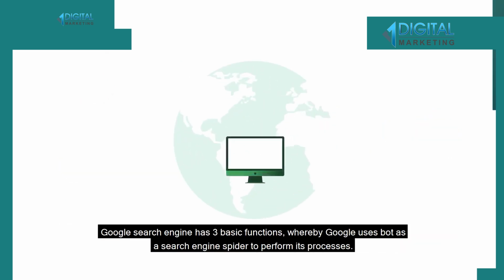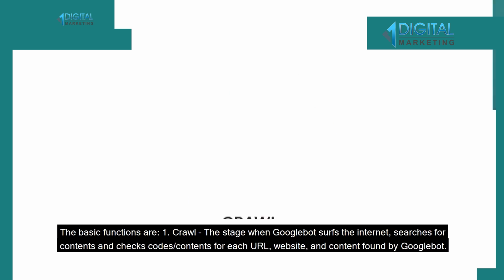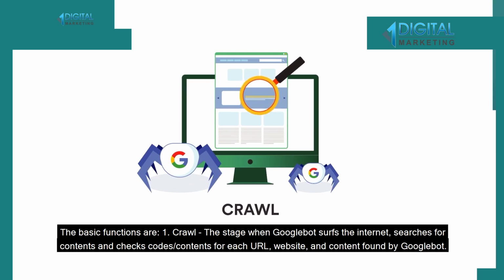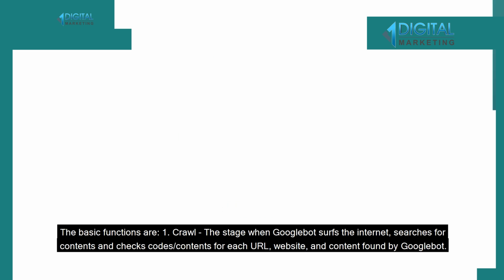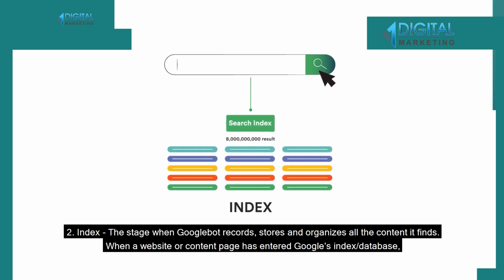Google search engine has three basic functions, whereby Google uses bot as a search engine spider to perform its processes. The basic functions are: 1. Crawl, the stage when Googlebot searches the internet, searches for contents, and checks codes and contents for each URL, website, and content found by Googlebot. 2. Index, the stage when Googlebot records, stores, and organizes all the content it finds.